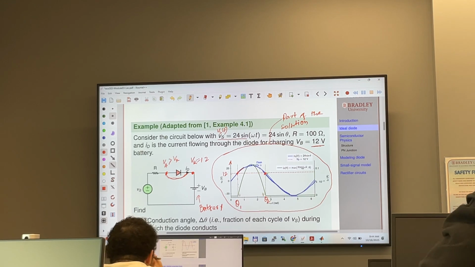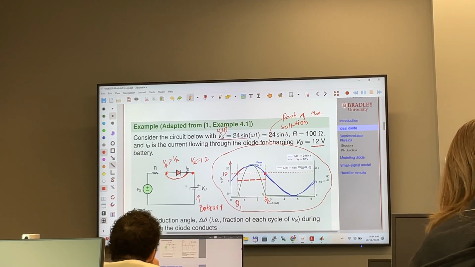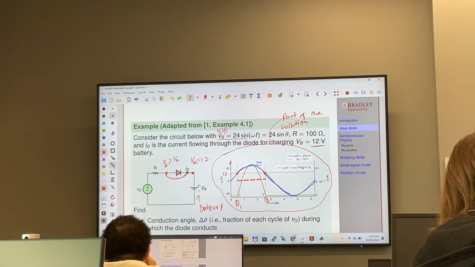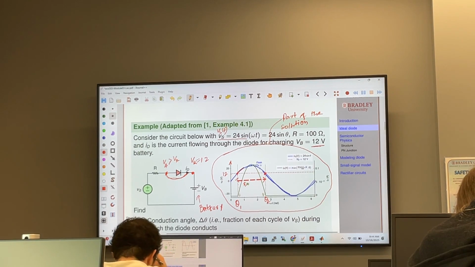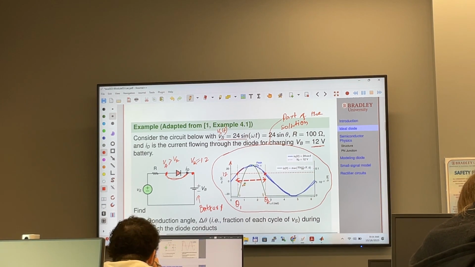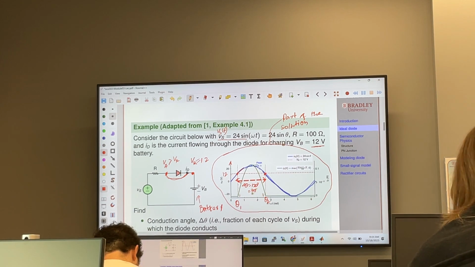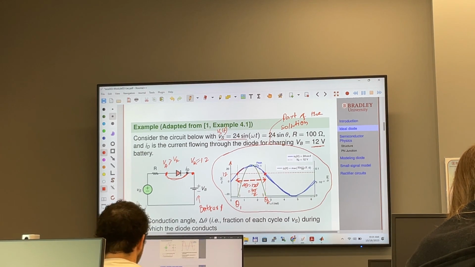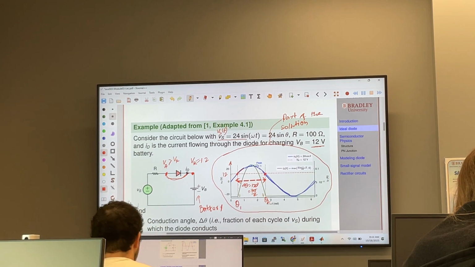So which means that here I actually drew these vertical bars, so therefore this conduction angle delta theta, in other words 3 pi. Okay, this is the conduction angle. Now it is time to find the current. Find the peak amplitude of the diode current I.